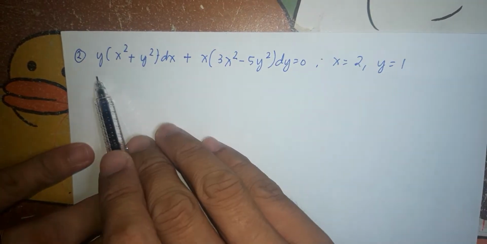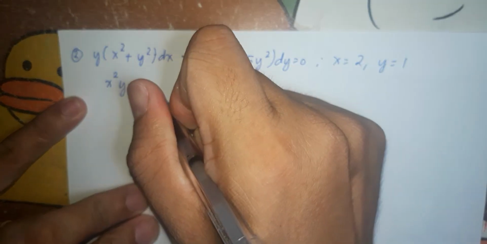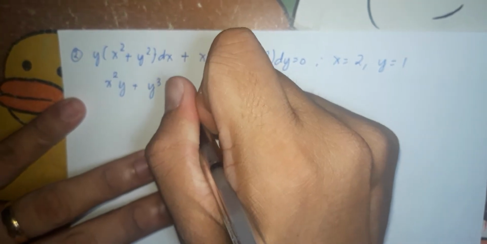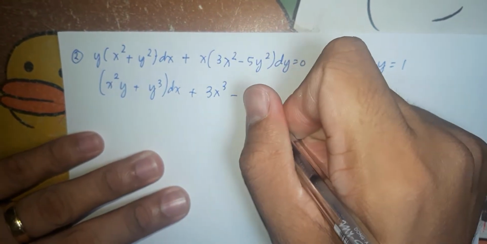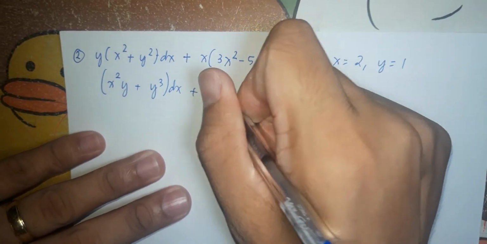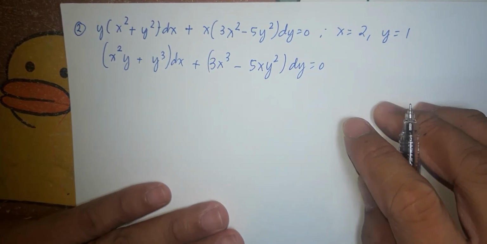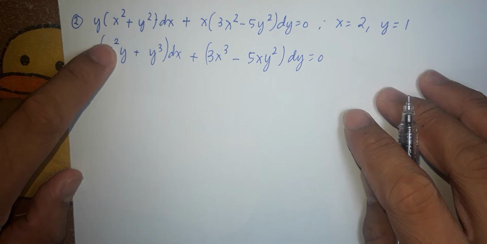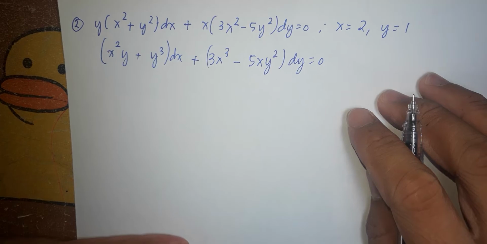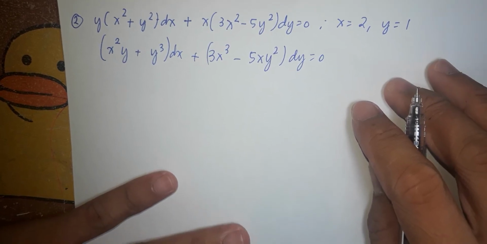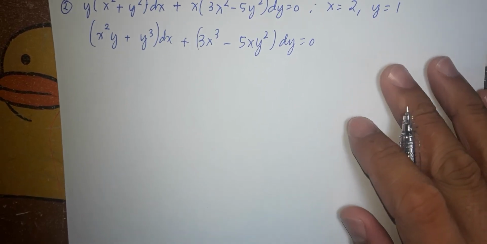So, if I'm going to distribute this in each of the terms, magiging (x squared y plus y cubed) dx, and then this is plus (3x cubed minus 5xy squared) dy is equal to 0. So, notice na lahat ng terms niyan ay of degree 3. 2, 1 is 3; 3; 1 and 2, 3. So, pare-parehas siya ng degree, which is degree 3. So, homogeneous ang gagamitin natin.